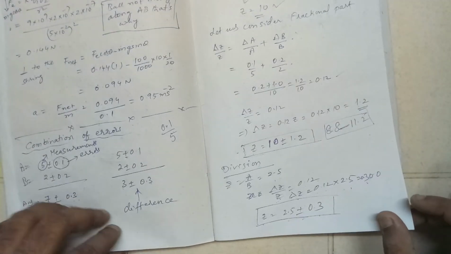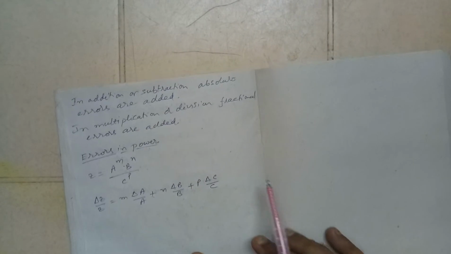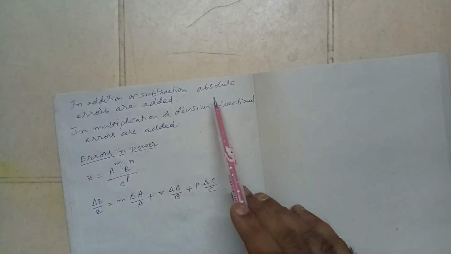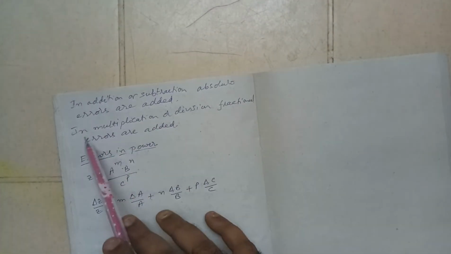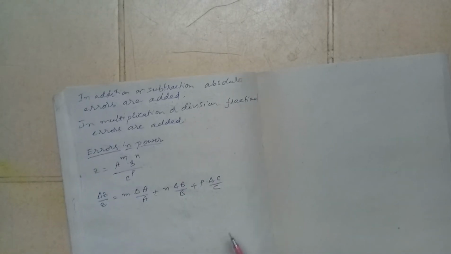Multiplication and division only look a little typical. Here you need to remember that you are adding the fractional errors. So finally you should remember that in addition or subtraction, absolute errors are added. In multiplication or division, fractional errors are added.